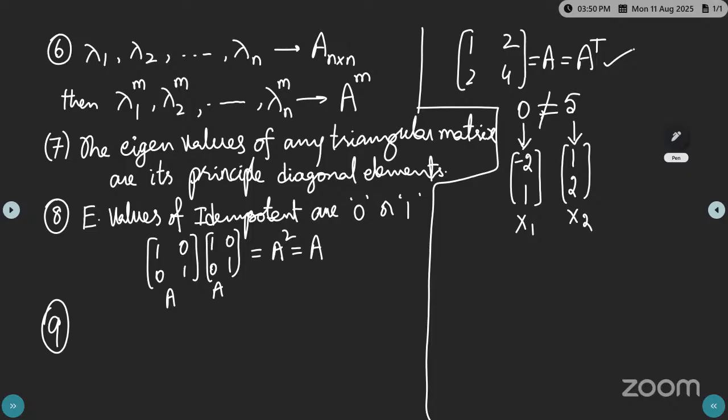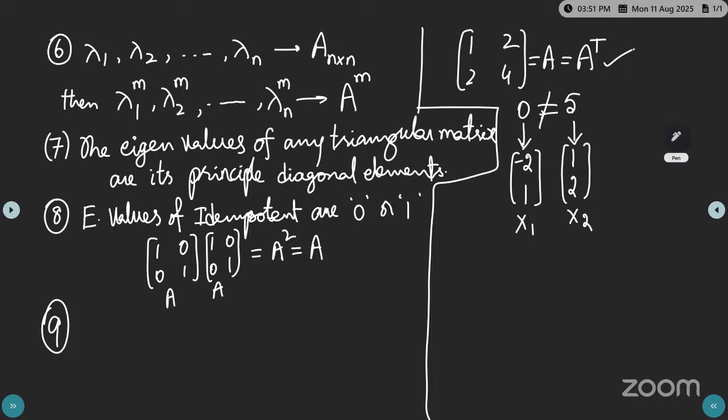Eigenvectors corresponding to unequal eigenvalues of a real symmetric matrix are orthogonal. What is the meaning of orthogonality? You have studied in Physics. Two vectors are orthogonal when? If their dot product is equal to 0. Dot product is equal to 0.